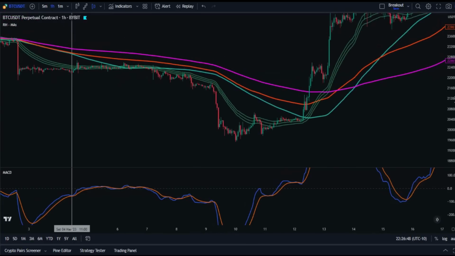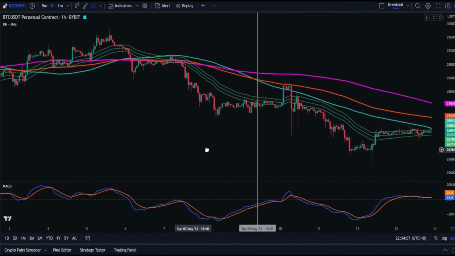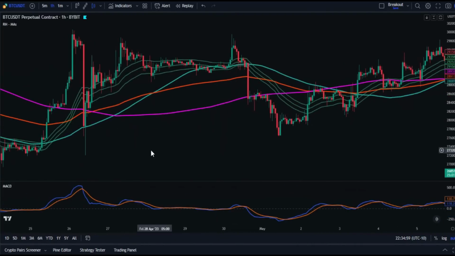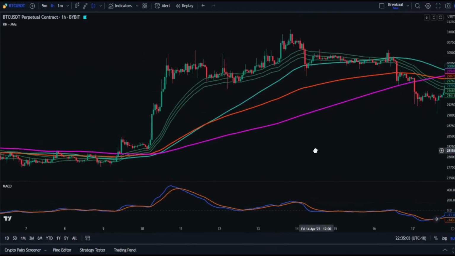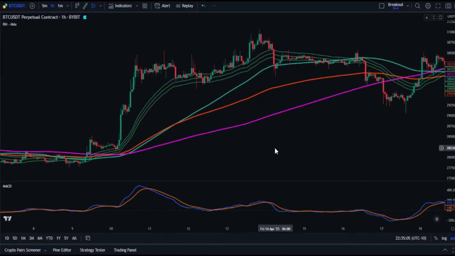Now that we understand how to enter short positions, let's take a quick look at ways to enter long positions. Entering buying positions is the same idea, but vice versa. To enter buying positions, the order must be reversed. The purple line should be the lower line, the orange line in the middle, and the light blue line the upper line. As for the 3 green lines, they should be above the rest of the others. Once this arrangement is available, it means that the market trend has been found.